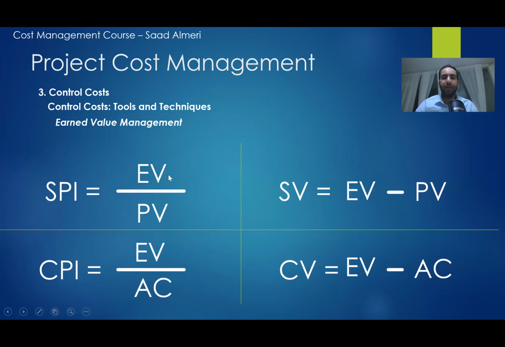Same for SPI. If the earned value is more than PV, then the SPI is greater than 1, which is good, which is ahead of schedule. And in both cases, ahead of schedule and under budget, it is a good thing.